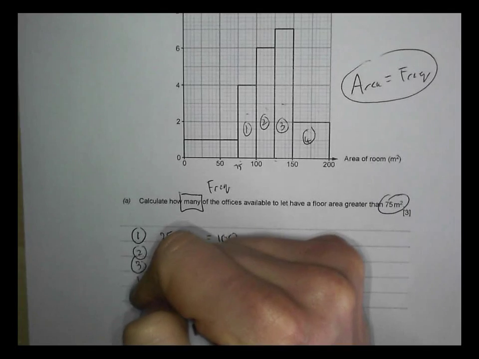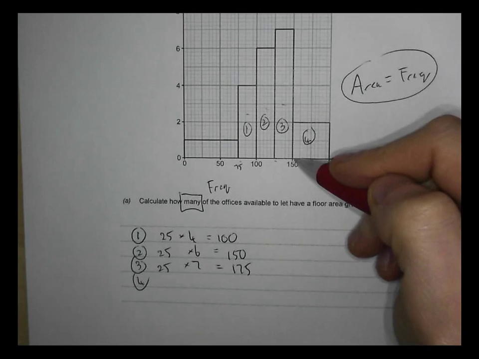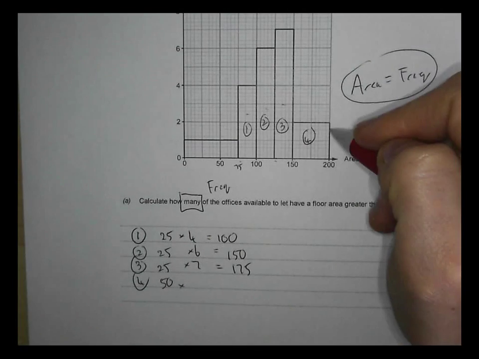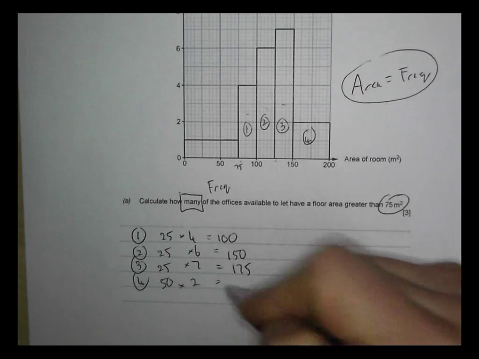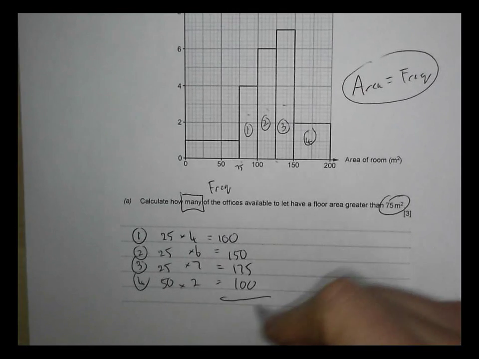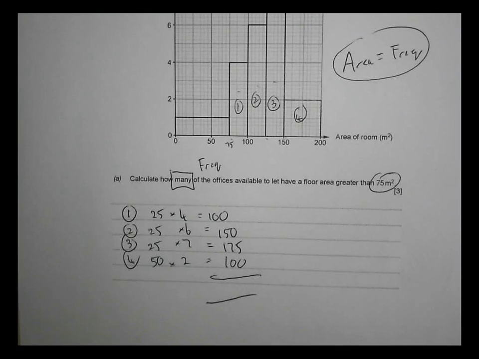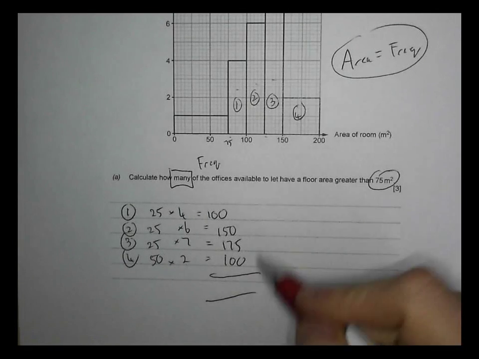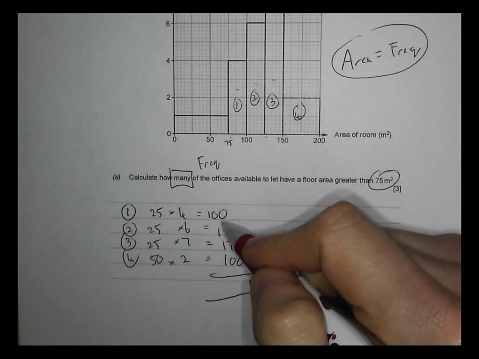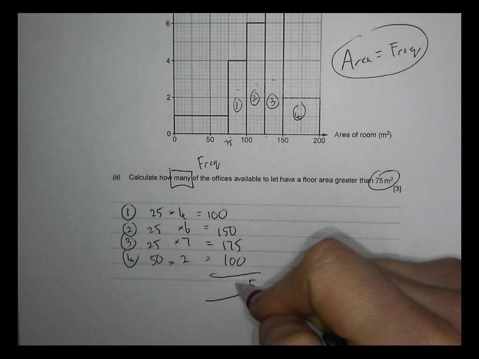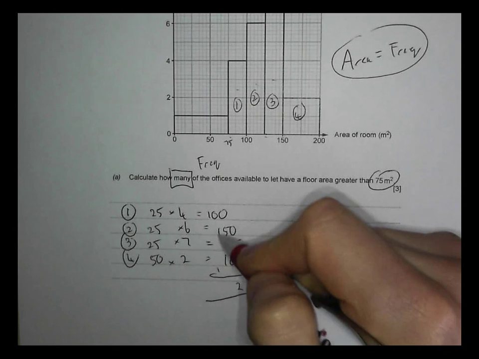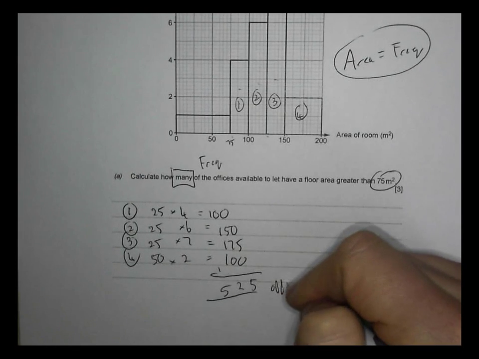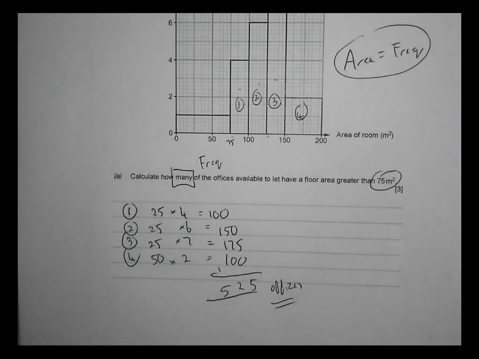And finally, bar number 4, slightly trickier, goes from 150 to 200. That's got a base of 50. It's got a height of 2. 50 times 2, 100. Add those together and we're laughing. Let's try it without a calculator. Let's push ourselves here. We've got a 5 there, 0, 0, 5 and 0. We've got a 5 and a 7. That's a 12. Carry the 1. 1, 2, 3, 4 and a 5. So I reckon that is 525 offices. Done and dusted.